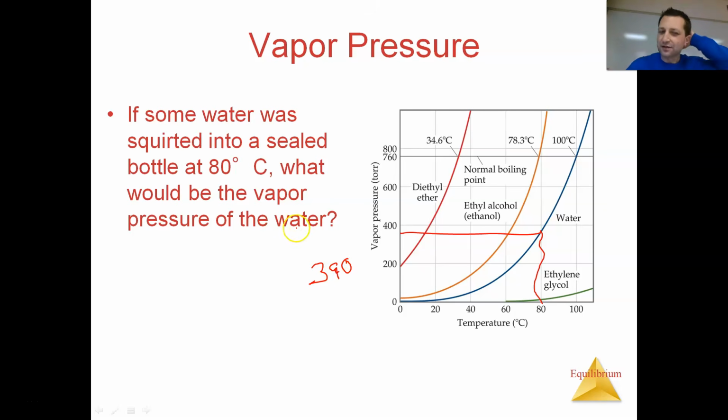All right, so we have to make an assumption here though. It says if some water was squirted into a sealed flask at 80 Celsius, what would the vapor pressure be? What assumption do you think needs to be made here? We need to think about what this is. This is the vapor pressure when we have a saturated system, right? So we need to assume that some water isn't evaporating, right? We need to assume that in our flask, we have some water in the liquid state still there.